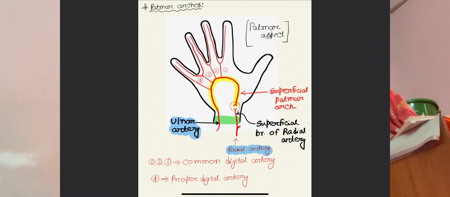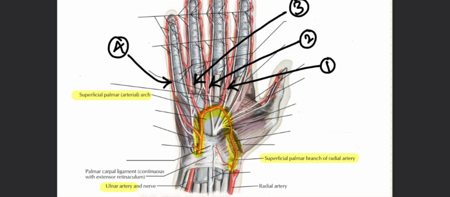So this is all we need to know about the superficial palmar arch. Let us have a look at the atlas image. In this atlas image, we can see that the arch is highlighted in yellow color. I guess you can appreciate this.